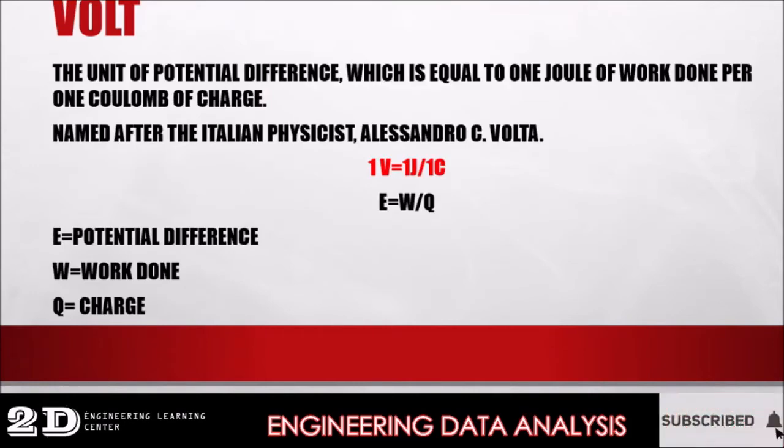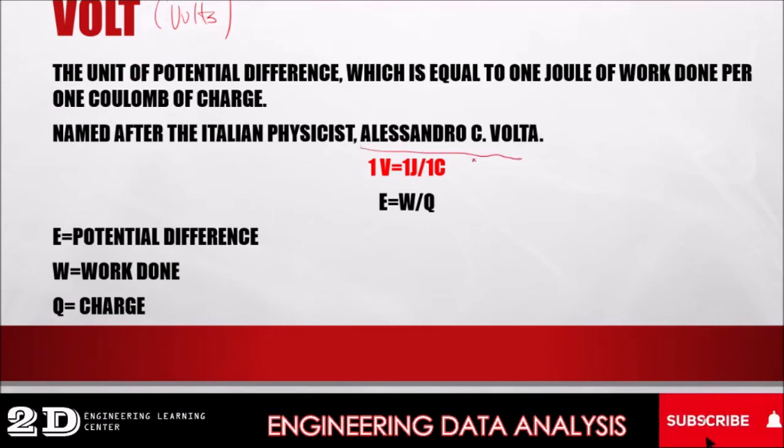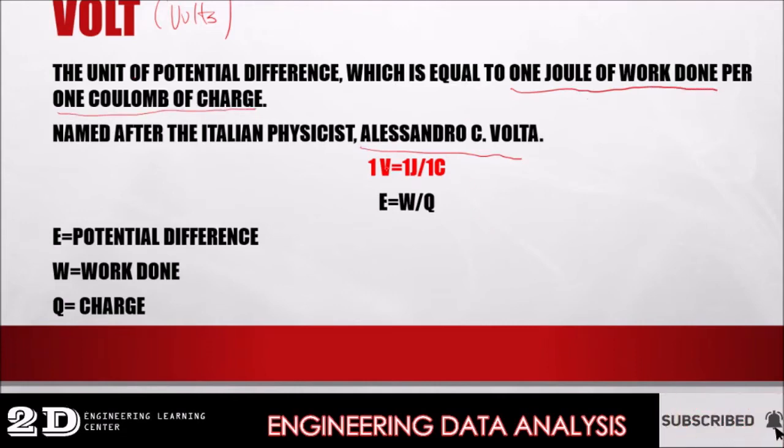So the unit for potential difference, because it is voltage, is the volt. If plural, that will be volts. It is named after Alessandro Volta. It is equivalent to 1 joule of work done per 1 coulomb of charge. So ito yung equation niya in terms of the units. We have 1 volt is equal to 1 joule per 1 coulomb.